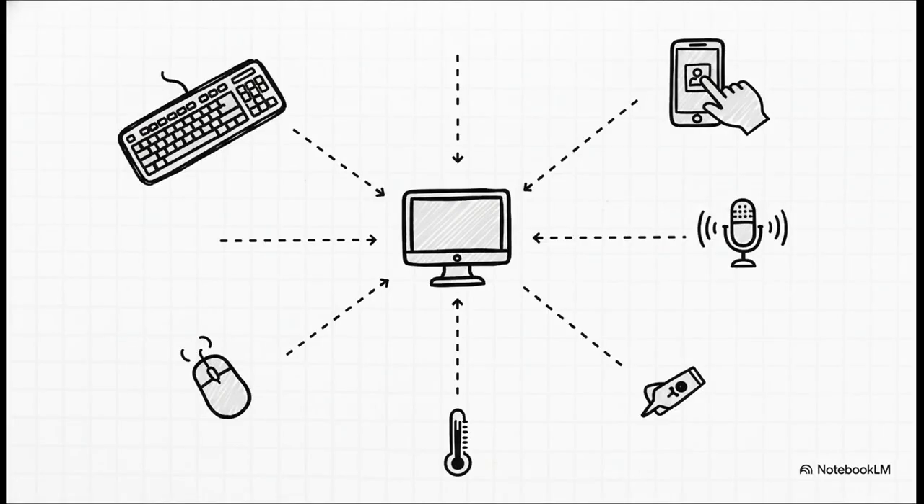And what's so cool about this is that you already know all of this stuff. I mean, look at this list: typing on a keyboard, clicking your mouse, tapping on a touchscreen, yelling at your smart speaker to play a song, yep, even a little sensor that just detects the temperature. Those are all different kinds of input. They're the bridges between our world and the machine's world.